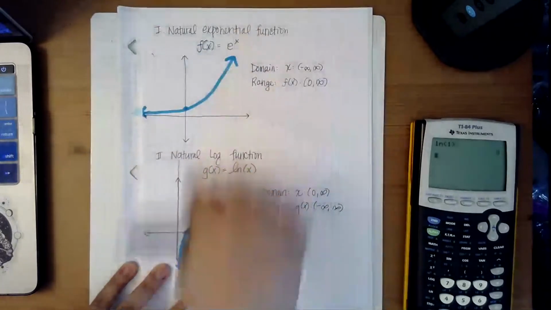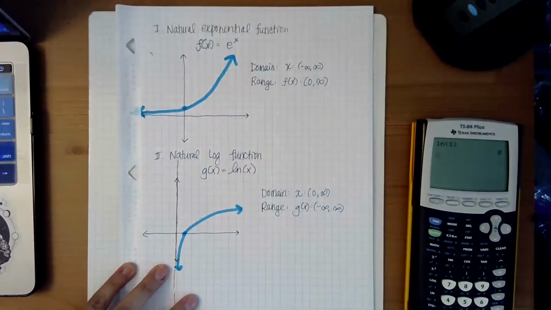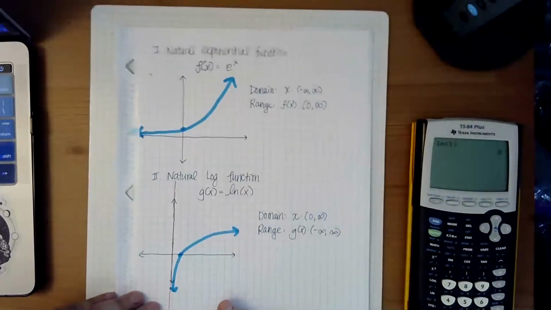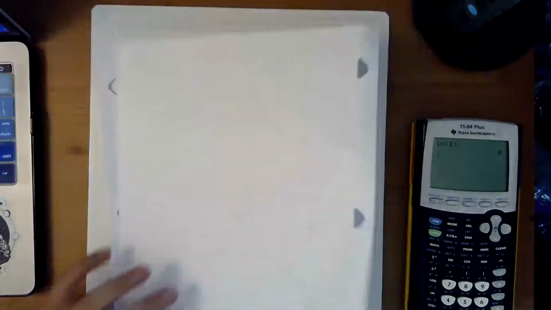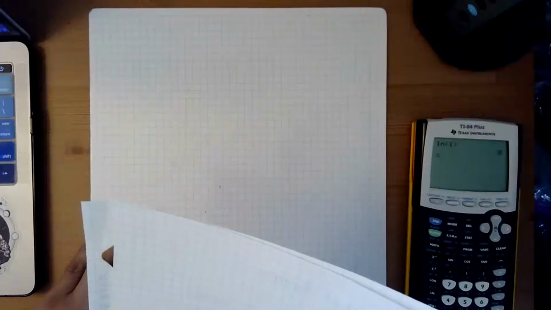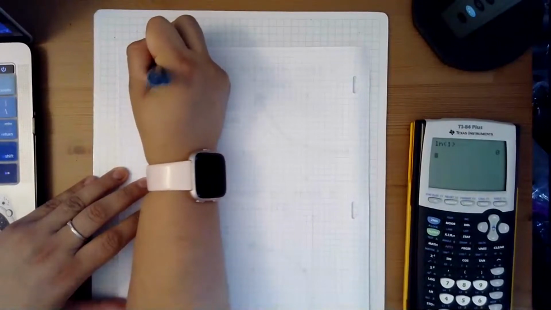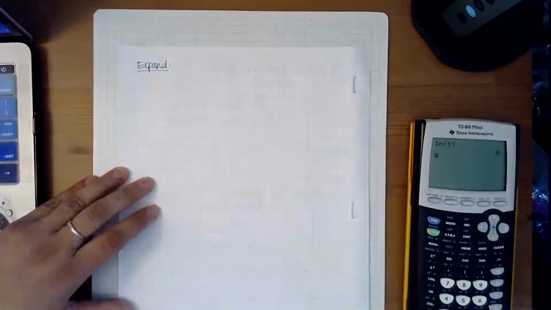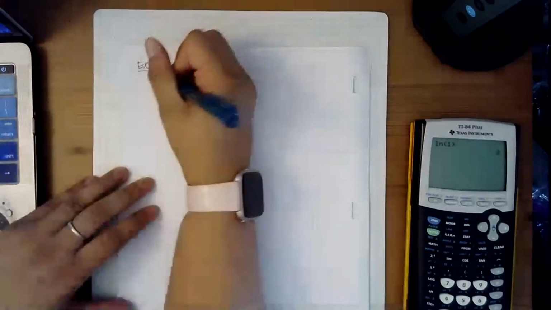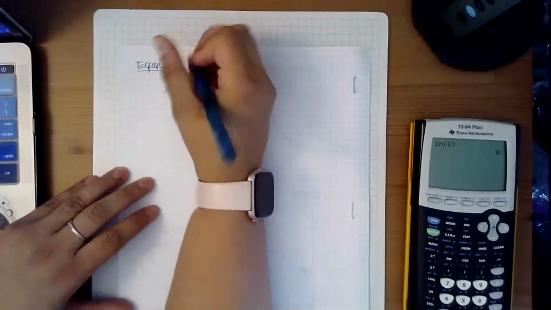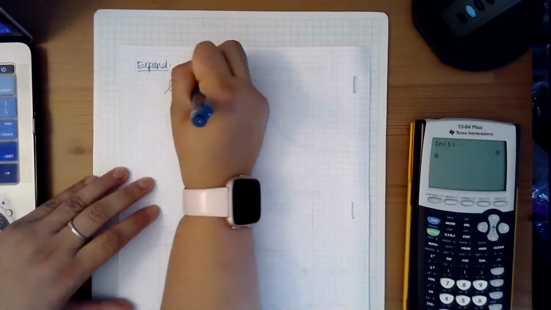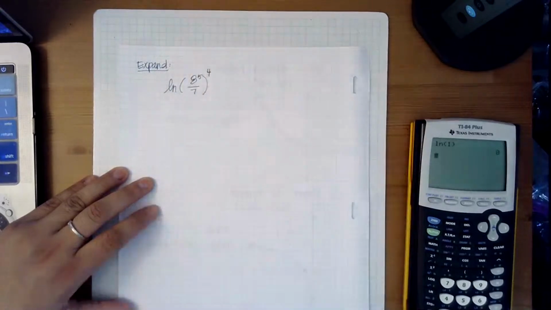But I want to make sure you recognize how these functions behave because we're going to go ahead and do some analysis on this. So a quick little review. We're going to expand, we're going to condense, and we're going to solve and verify. That's going to be the assignment for this week. So the first example I'm going to ask you to do is expand the following. And let's say I have ln of (8 to the 5th over 7) all to the 4th power.